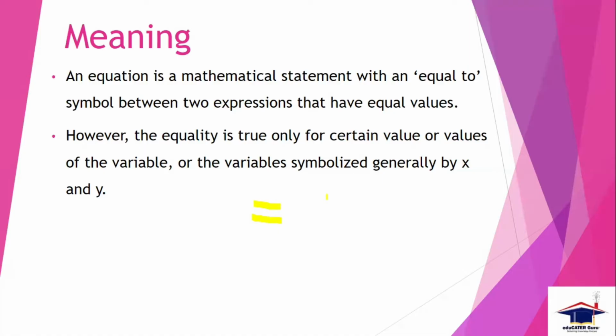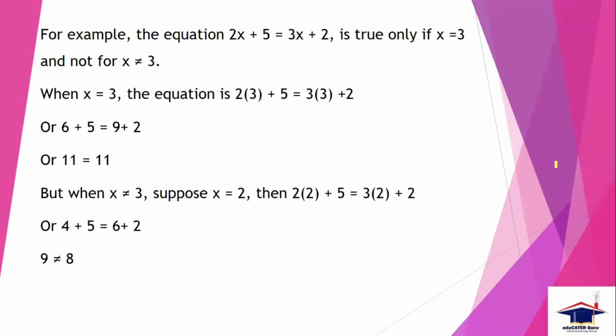However, the equality is true only for certain value or values of the variable, generally symbolized by x, y, and z and so on. So you'll understand the meaning with the example. For example, the equation 2x plus 5 equals 3x plus 2. This is true only if x equals 3. And if x is not equal to 3, then this equation is not true.